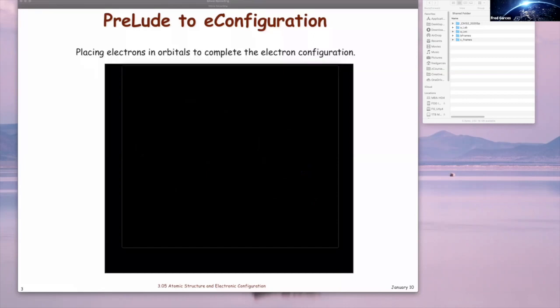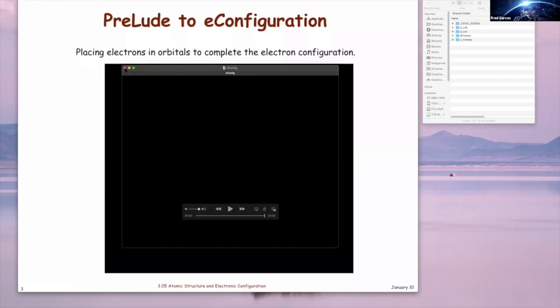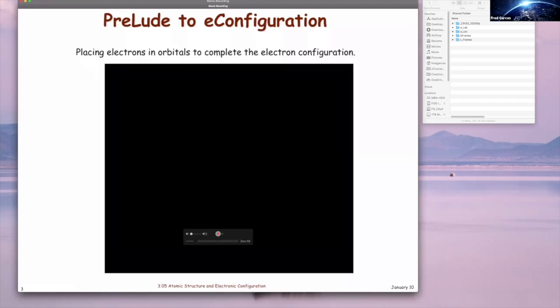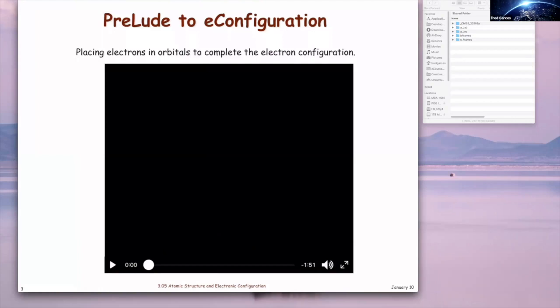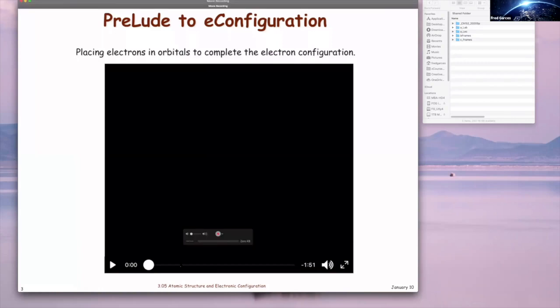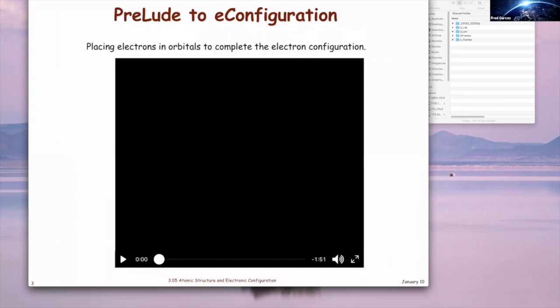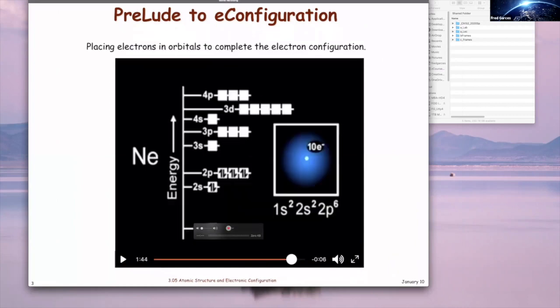Notice it said, with neon, we come up with a stable octet, and that has to do with the fact that all the orbitals in the second shell are occupied. The s is occupied to the maximum. The p is occupied with 2 electrons apiece. That's why neon is a noble gas, because there are no empty rooms there for the electrons to pick up.